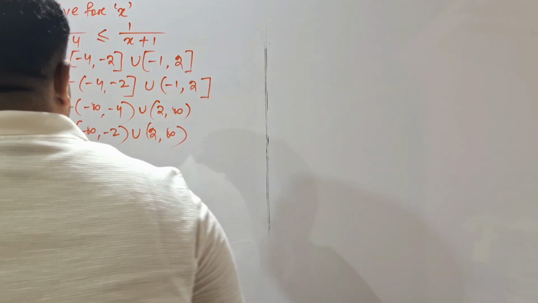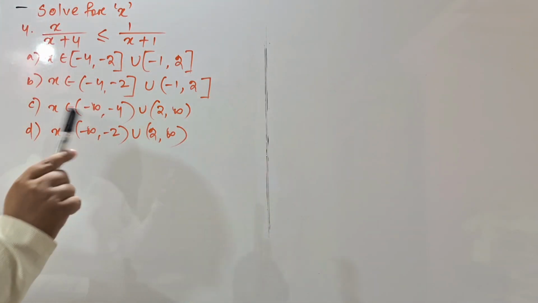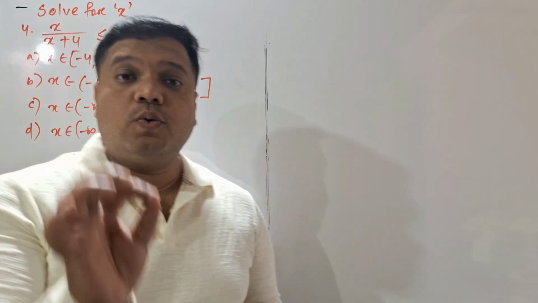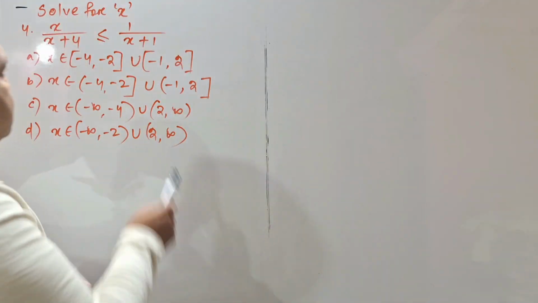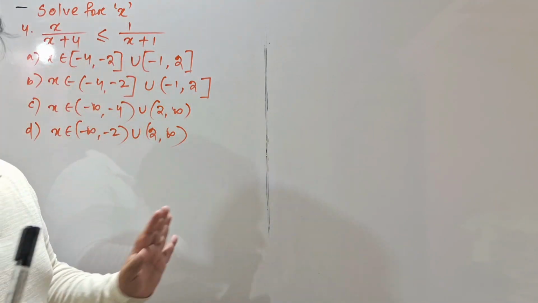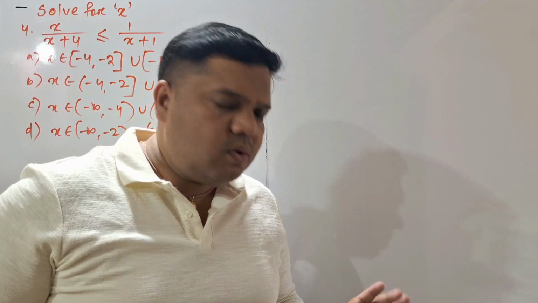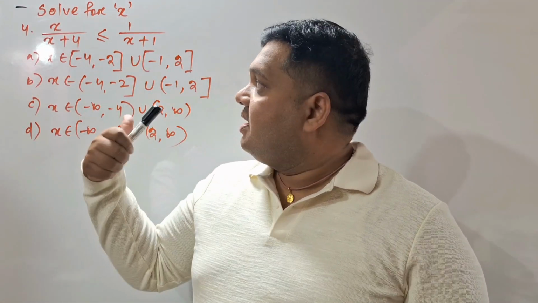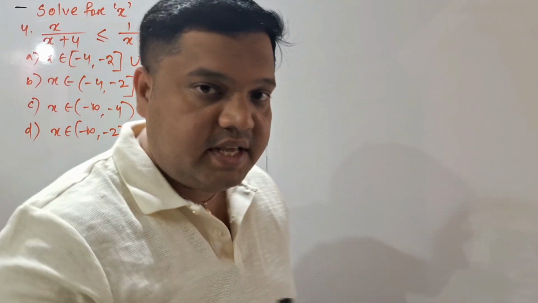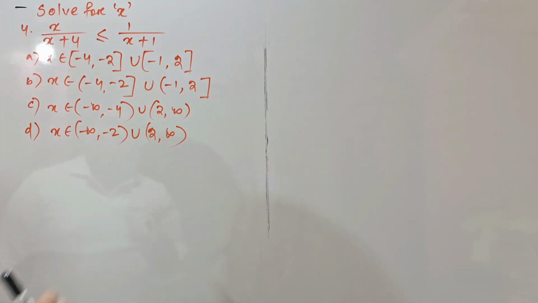Now, x divided by x plus 4 less than equal to 1 divided by x plus 1. Do not do cross multiplication when you handle inequality. Cross multiply mat karna. Not allowed. Cross multiplication not allowed. There are a few special cases where you can do cross multiplication. Next question I will discuss that. But here remember, do not do cross multiplication.